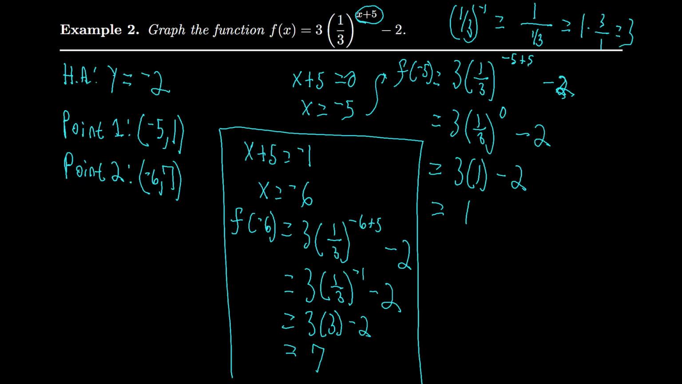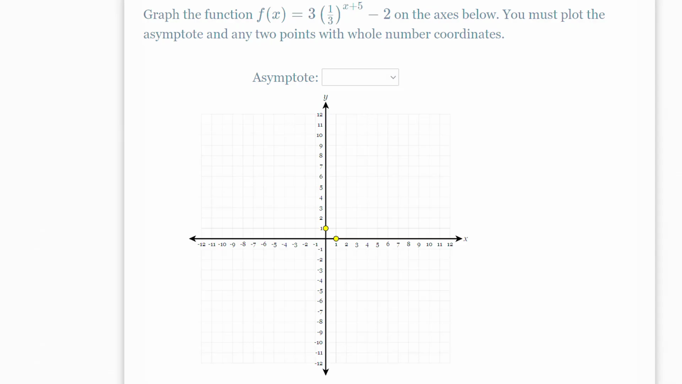So let's look at it. So what we've got is the function f of x equals 3 times 1/3 to the x plus 5 minus 2, and we're supposed to graph it. So we've got all the stuff that we're used to here. So let's look at this. So the asymptote is horizontal. It's an exponential function. Even though this is a fraction, it's still raised to a power.